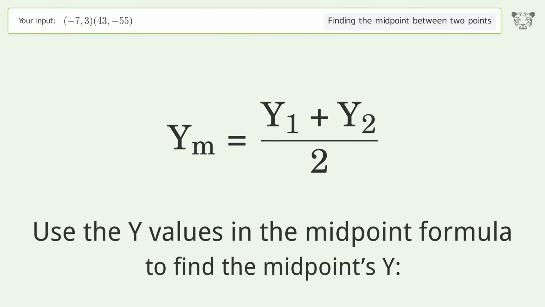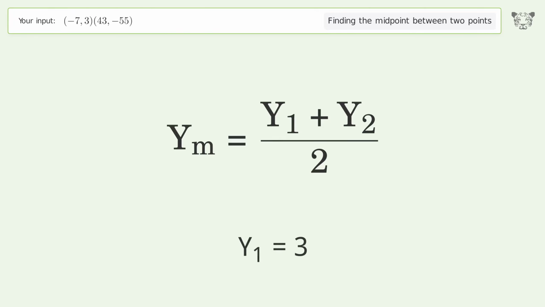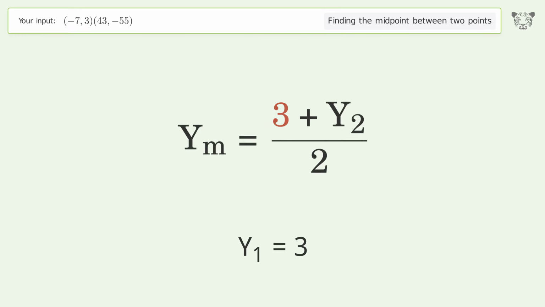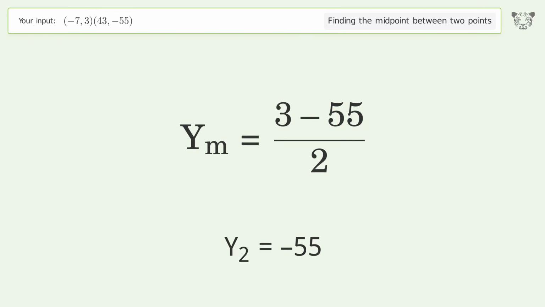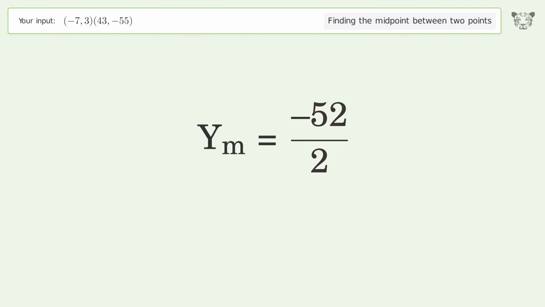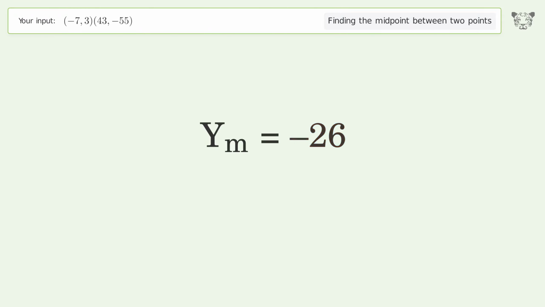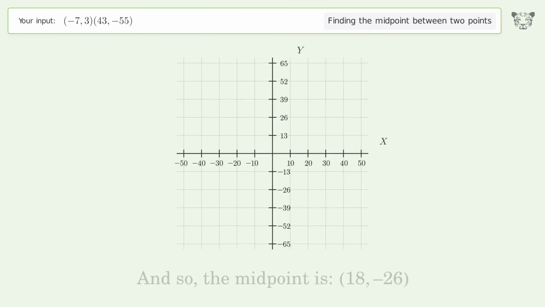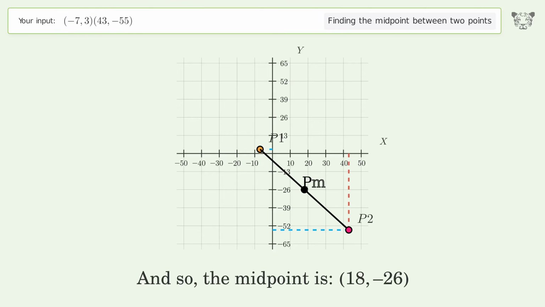Use the y values in the midpoint formula to find the midpoint's y. y1 equals 3. y2 equals negative 55. Simplify the arithmetic. And so, the midpoint is 18, negative 26.